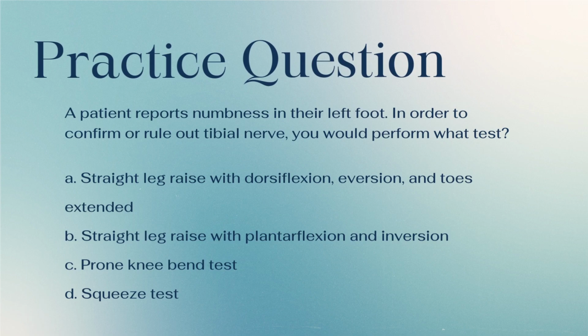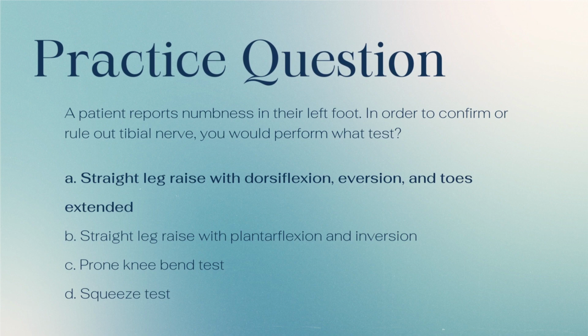Prone knee bend test assesses the femoral nerve. Straight leg raise with plantar flexion and inversion bias is for the common fibular nerve. That leaves us with A, so A is correct. Straight leg raise with dorsiflexion and eversion bias, as it makes the tibial nerve most taut in that position.